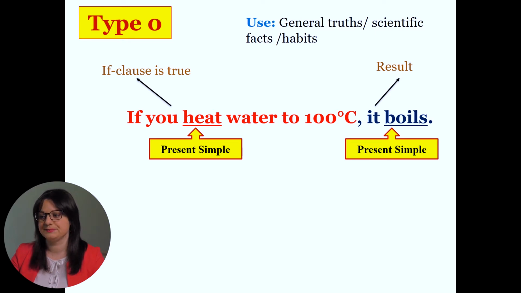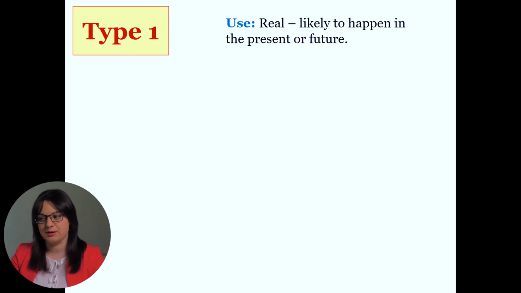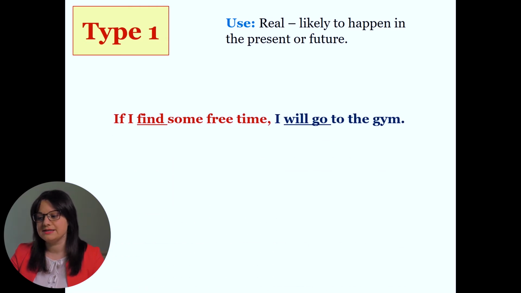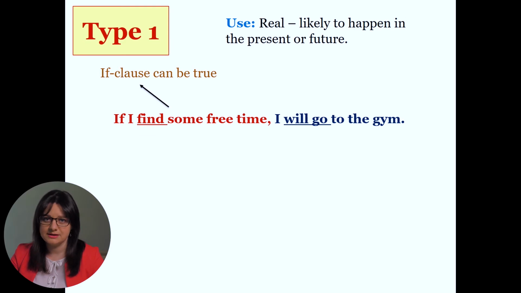Type 1. Real, likely to happen in the present or future. Look at the example. If I find some free time, I will go to the gym. The first part, if I find some free time, can be true. So, this is true. I can find this free time. I will go to the gym is the result. So if I find some free time, for sure I will go to the gym.